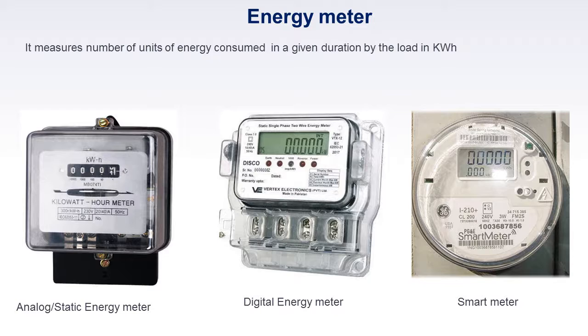So first one is analog or static energy meter, which was used in earlier days, like 10, 15 years back. Nowadays, all the analog and static energy meters are replaced by digital energy meters. So now digital energy meters are used to measure the energy consumed by the residential sector, commercial sector, or industrial sector. And now, as we are going for smart cities and smart grid, smart meters are used in the distribution systems for net metering and renewable sector, etc.